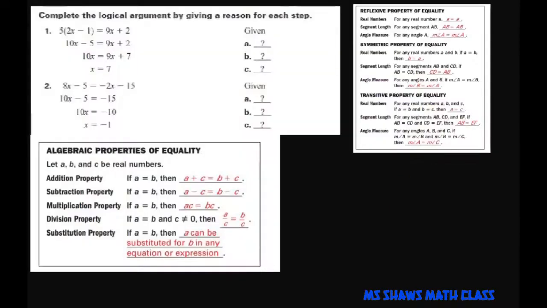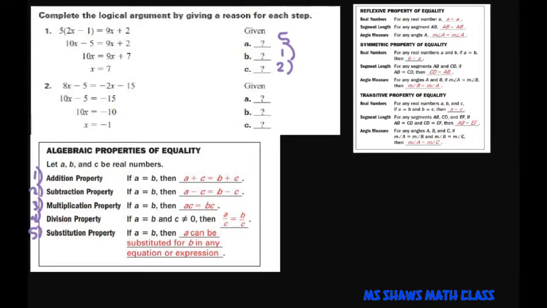And the last one, we're going to do the same thing. So we have 1, 2, 3, 4, and 5. So the first thing I did is distribute. So that's number 5. Then I added 5 to both sides. That's the addition property. That is number 1. And then I subtracted 9 from both sides. That subtraction property is number 2.